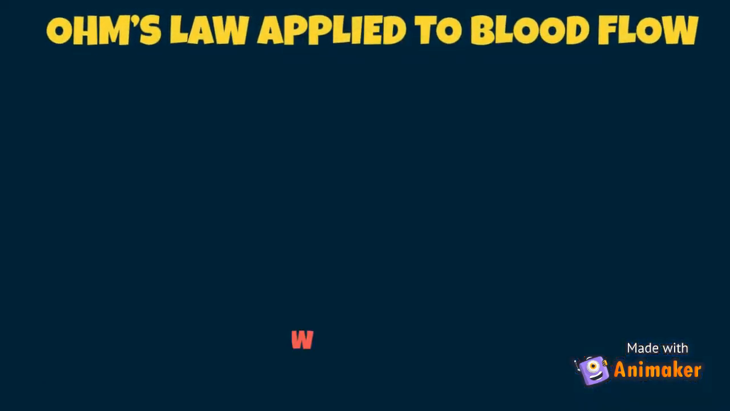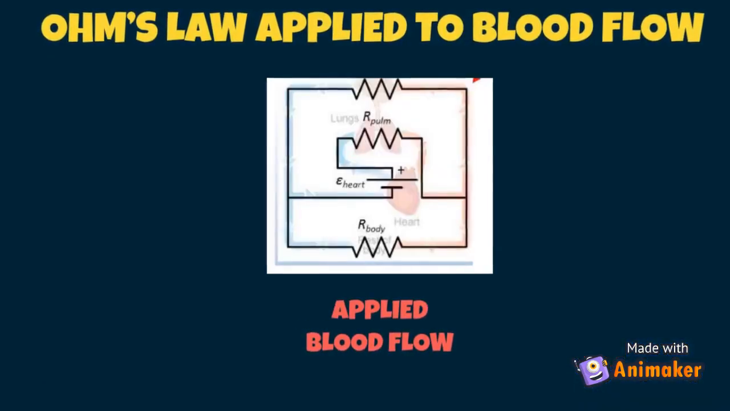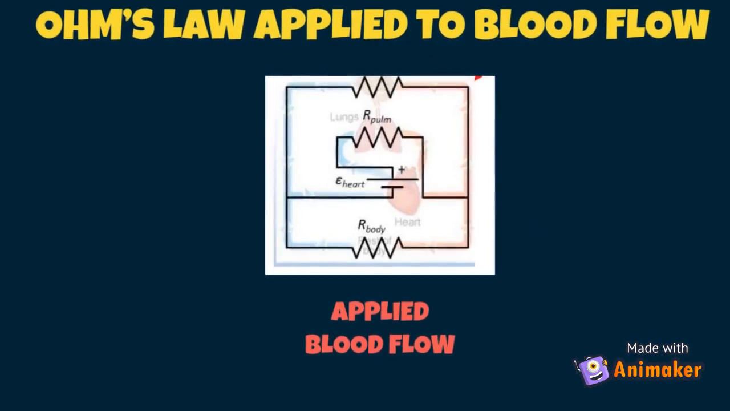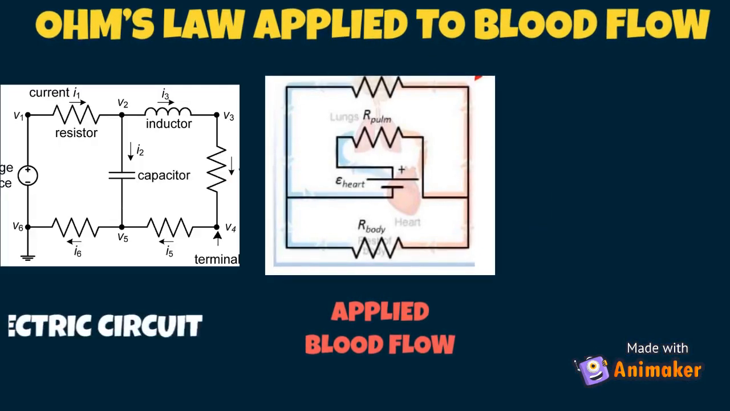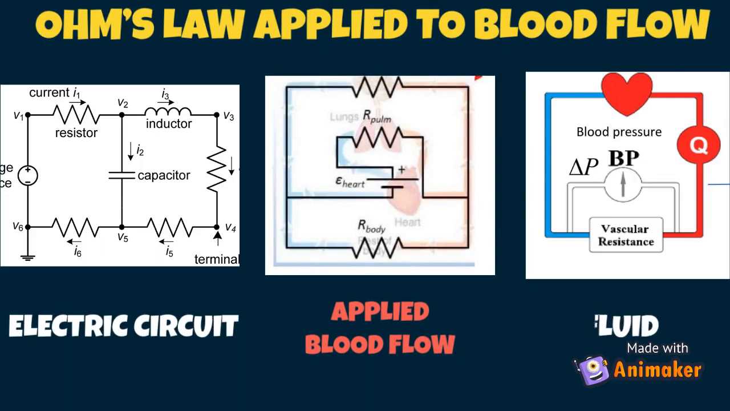Right now, moving on to the second topic, which is about Ohm's law applied to blood flow. We apply knowledge of Ohm's law for electric circuits and for flow together. Then we can learn about blood flow, which involves the total peripheral resistance, that is the sum of all vascular resistances within the circulatory system.